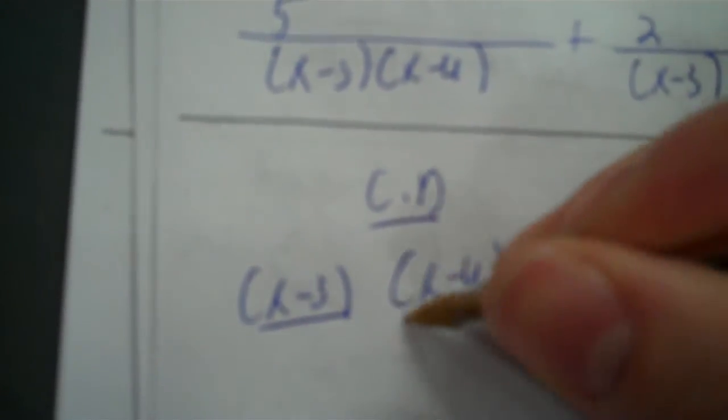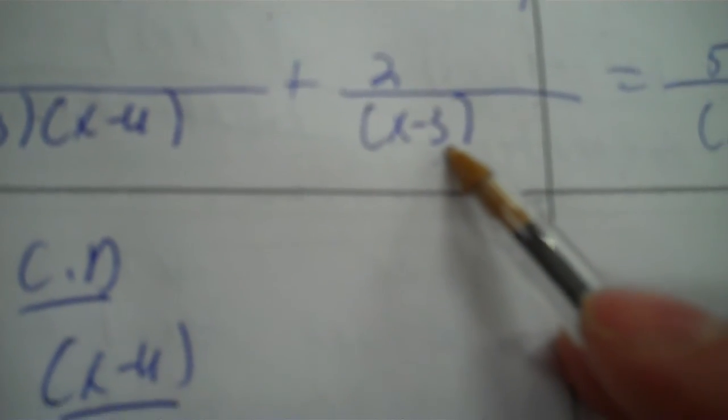Okay, now you come up with your common denominator. So you got a parentheses of x minus 3. Then on that same fraction, you've got a parentheses of x minus 4. Another parentheses of x minus 3. I already wrote that down. Don't write it again. X minus 4, I already wrote that down. Don't write it again. Okay? So x minus 3, x minus 4.